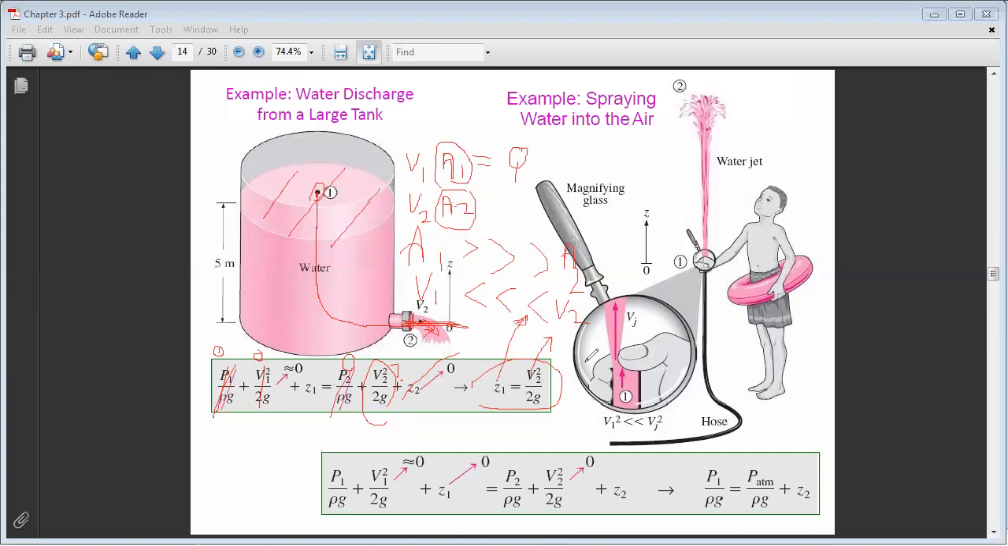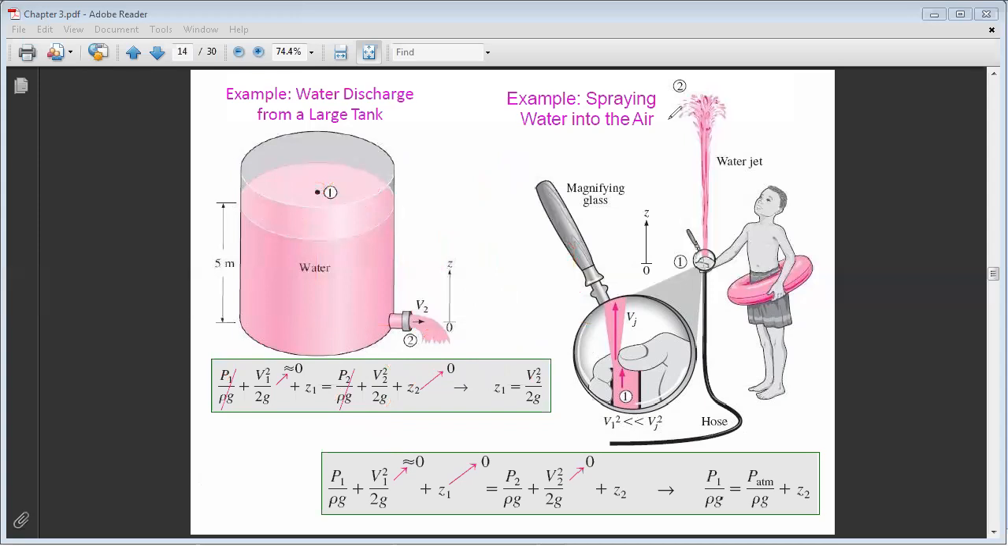Now, another example. Consider the following jet of water, and I am putting my thumb at section 1. If I put my thumb here at point 1 and then open it so water can flow out, what will be, for example, the maximum height that can be reached by the water?